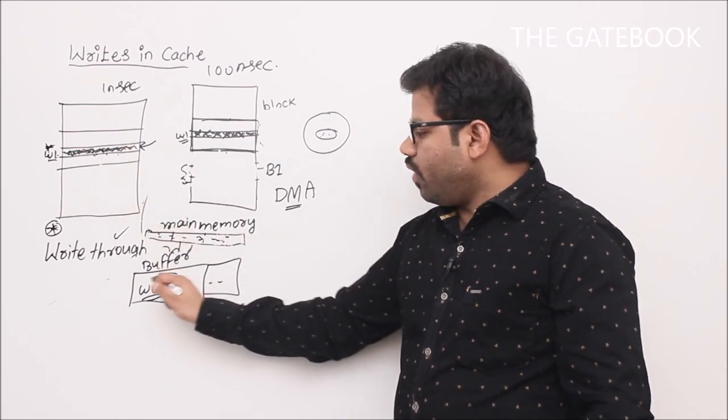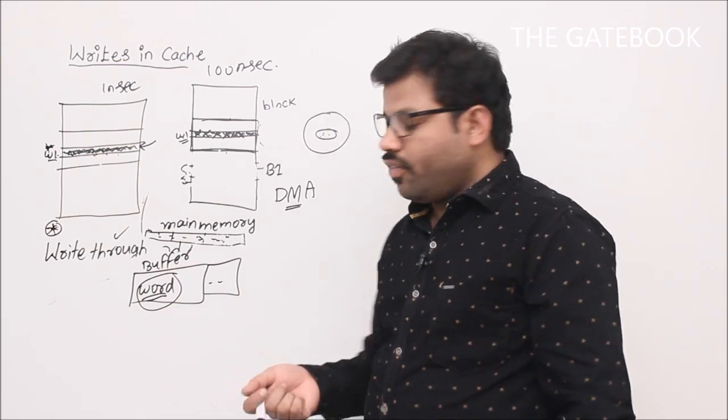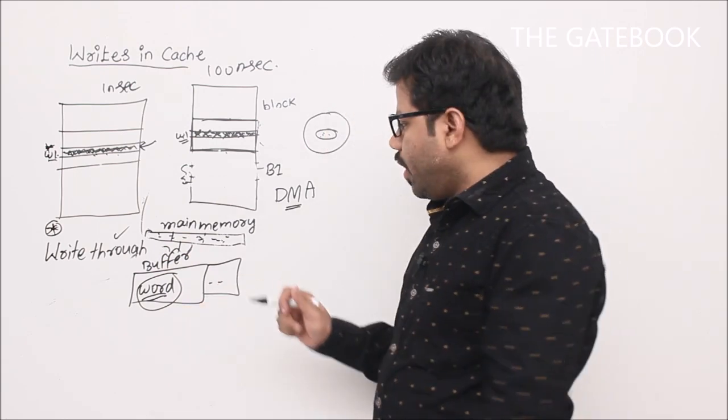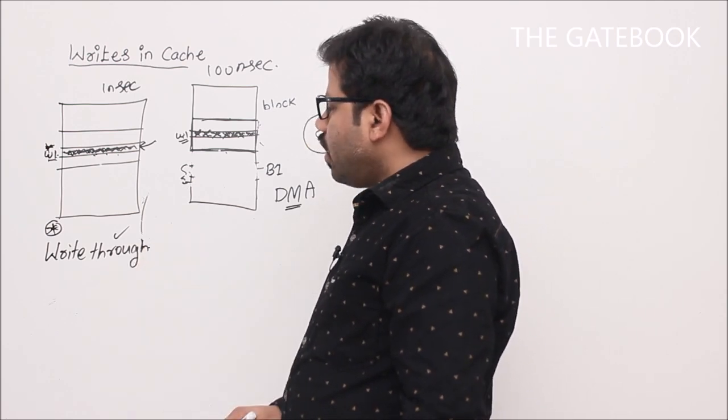Then the buffer will hold that word. Understand? So that is called write buffer. Then how we use this write buffer, I will explain. Okay. So now in write through procedure, what are we going to do?